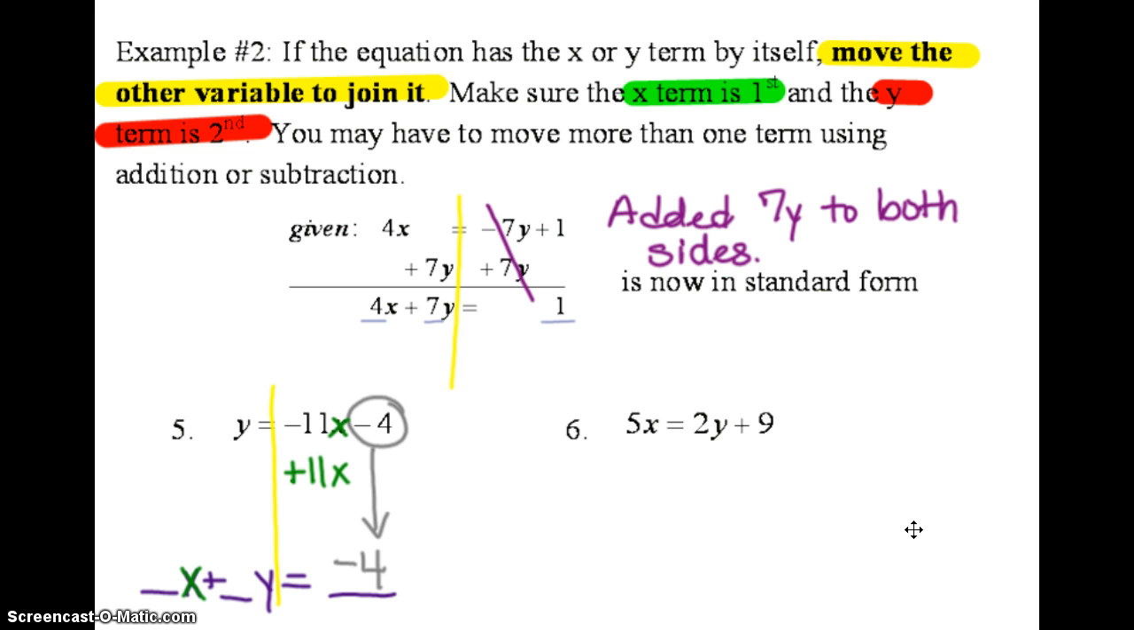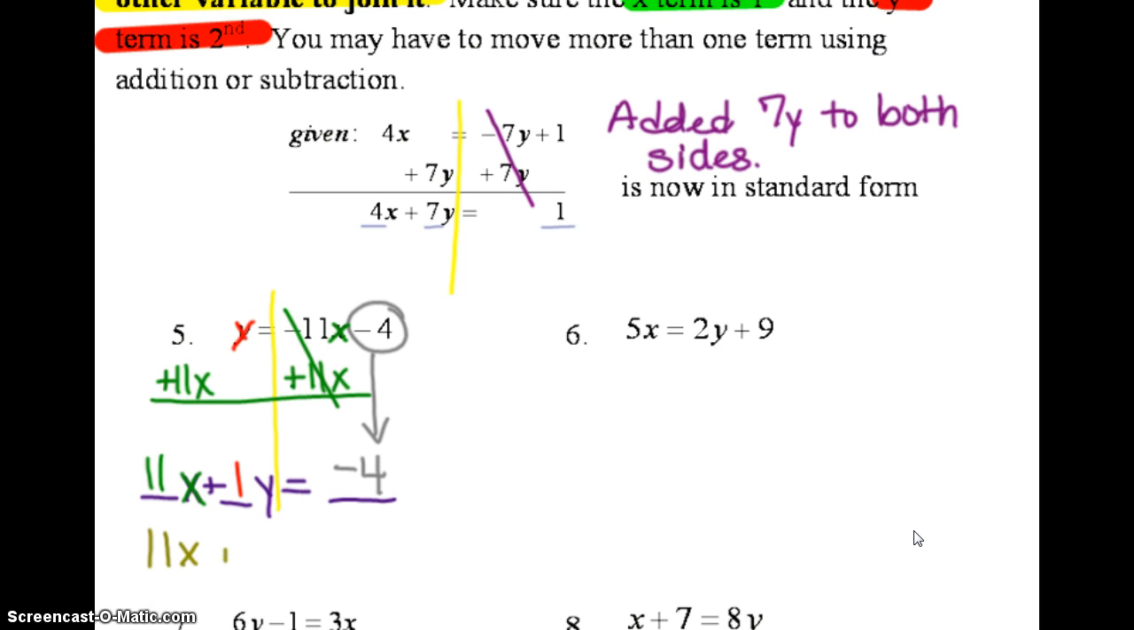How do I get rid of a negative 11x? I add 11x to both sides, plus 11x. So I drop down that 11. That's my coefficient in front of my variable. The negative 11 and positive 11 cancel each other out. Well, where's my y? There's my y. No number in front of it. Remember, it's understood to be a 1. If I simplify, it's 11x plus y equals negative 4. That's the simplest form, or my most simplified version.